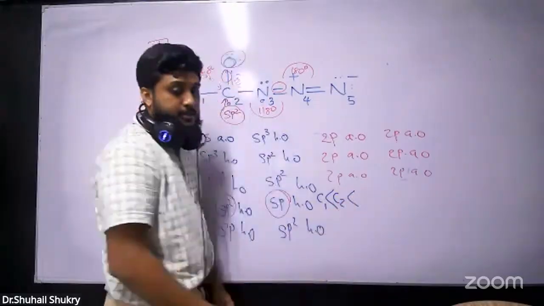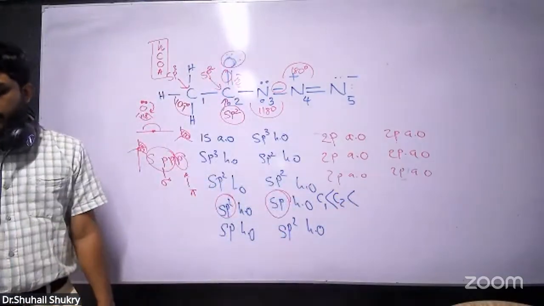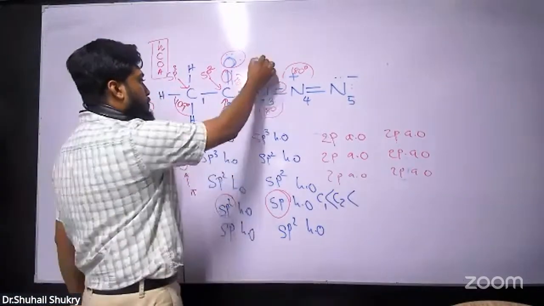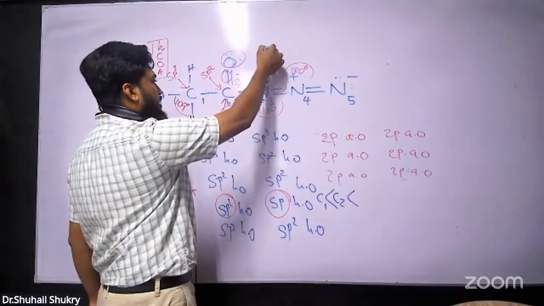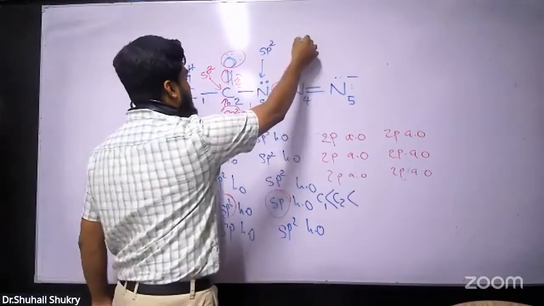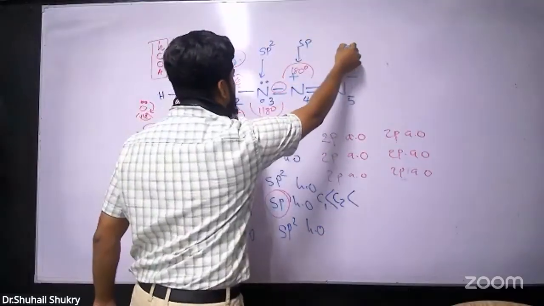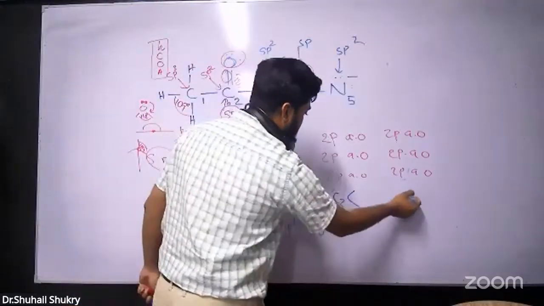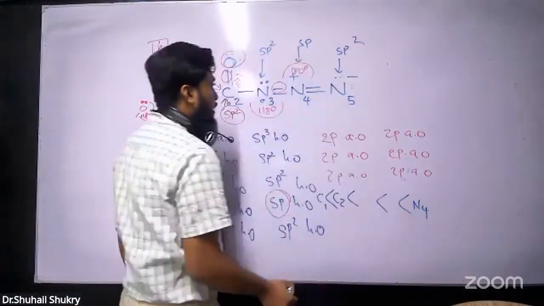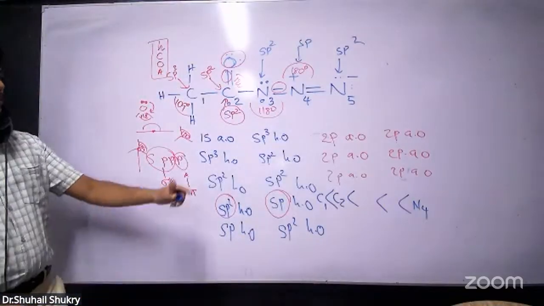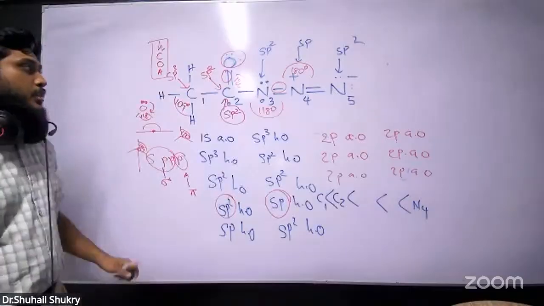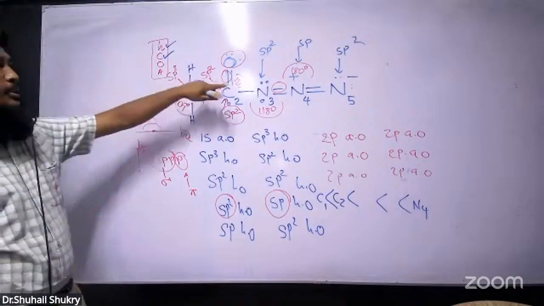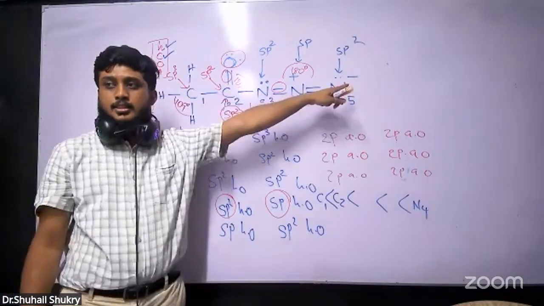Now we have N3, N4, N5 to compare. What is the hybridization of each? N3 is sp2, N5 is sp2, and N4 is sp. Then N4 should be the highest, as it has more s character. Now I have to compare N3 and N5. Both hybridizations are the same, so see the charge. Does N3 have any charge? No. Does N5 have a charge? Yes, there is a minus charge.